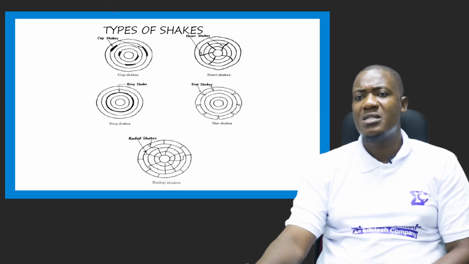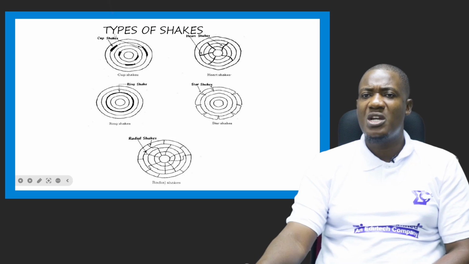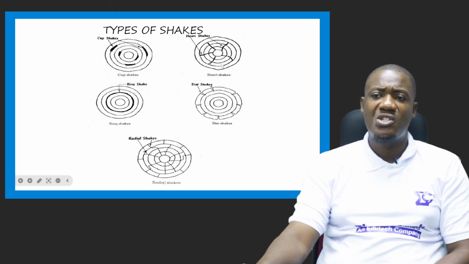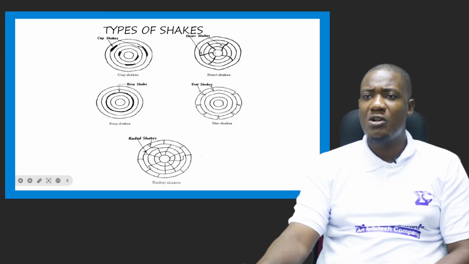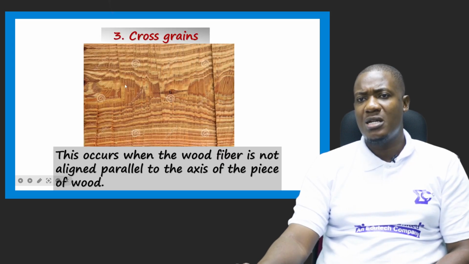We can have them in different ways. We have a type of shake we call the cup shakes. We have the heart shakes. See the way it's as if along the medullary here, see the radial shakes and the star shakes. We have these types of shakes you can see here.